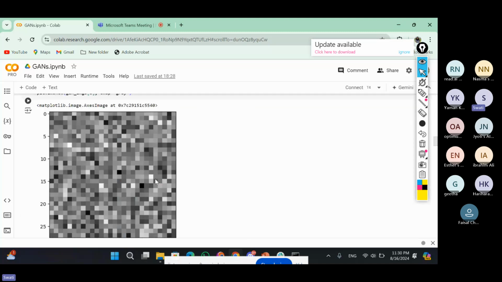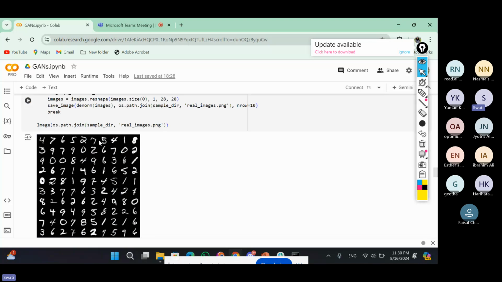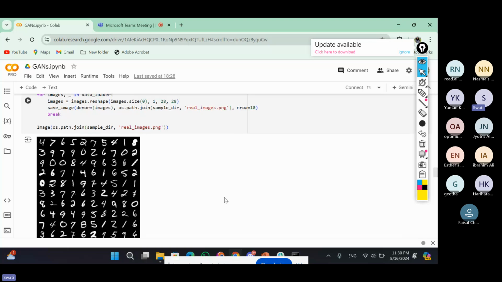So this is the data like this. Okay, so you can get an idea. Then I will start explaining from the very beginning. So these will have images like these for numbers between 0 to 9.